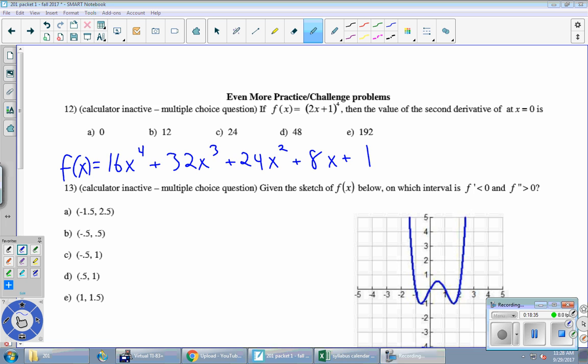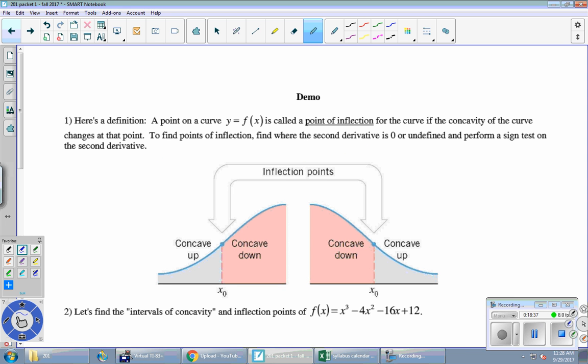So let's come together on page 78. Here we are. Here's a definition. A point on a curve y equals f of x is called a point of inflection for the curve if the concavity of the curve changes at that point. So, point of inflection if the concavity of the curve changes at that point.